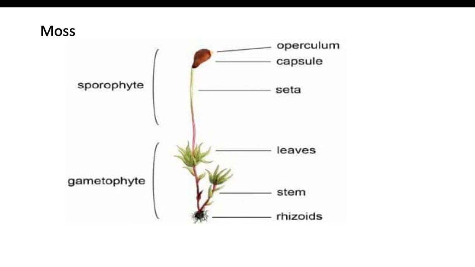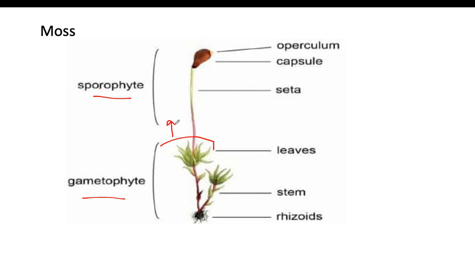All right, so this is going to be the moss. If you look at a moss, you'll see that on what looks like the same plant, you have both of the alternation of generations. Remember, plants have a sporophyte and a gametophyte generation. They alternate between the two. So in the moss, this is the gametophyte generation, everything below, and then everything above is the sporophyte.